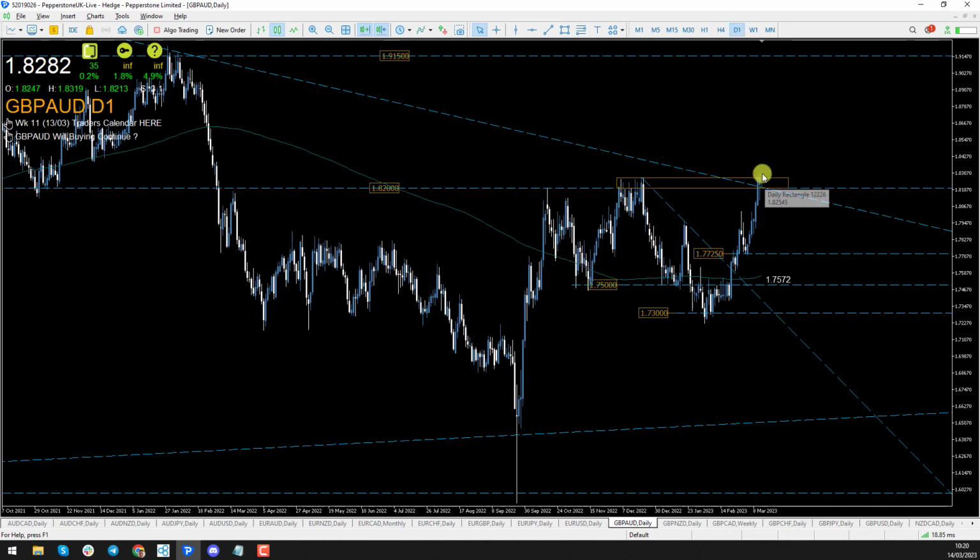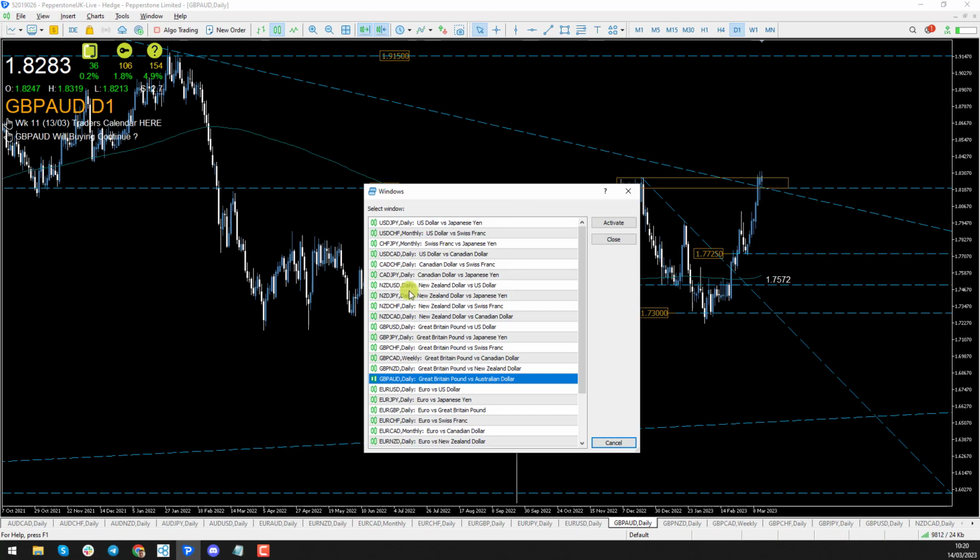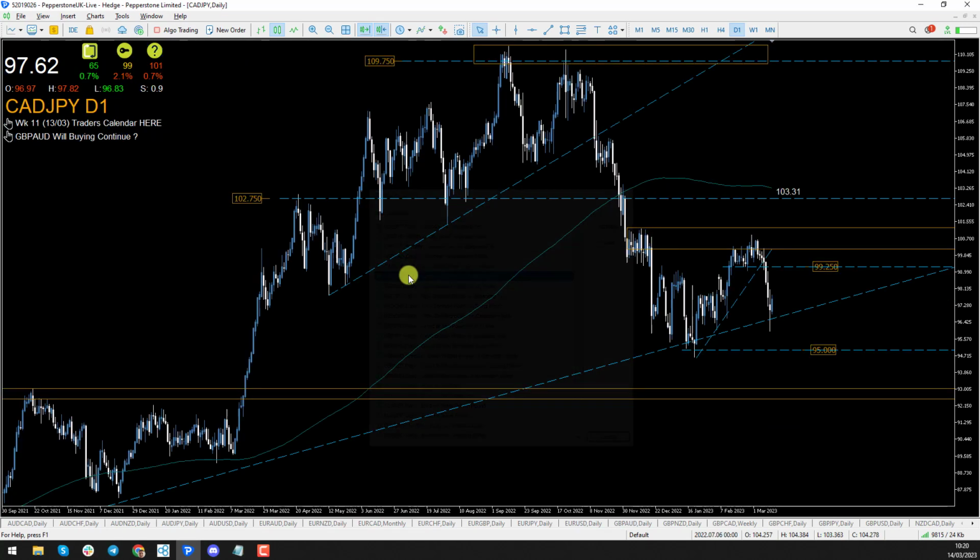Still quite confident that price could continue up here for pound Aussie. Like I said, pound has been getting stronger, Aussie's getting weaker, or Aussie has been weak for some time. So, you know, that could see price trade out of this area and price could follow up to the next area of resistance. Now, let's talk about the pair that I wanted to talk about today.